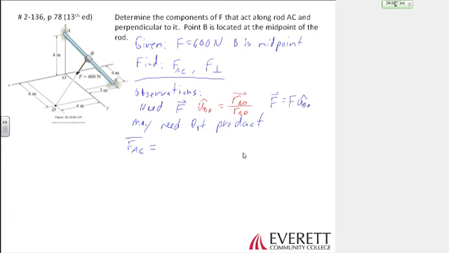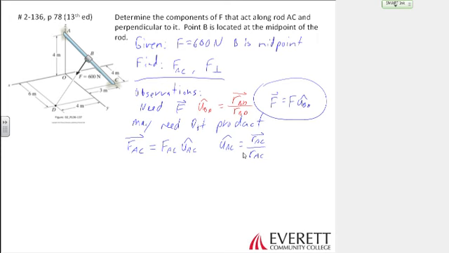Well, if we want the vector FAC, we know that that's simply going to be equal to the magnitude of FAC times a unit vector in the AC direction. That's a pretty simple one. That's exactly what I set up here, just using different variables. How could we find UAC? Very nice. Vector RAC over magnitude RAC.